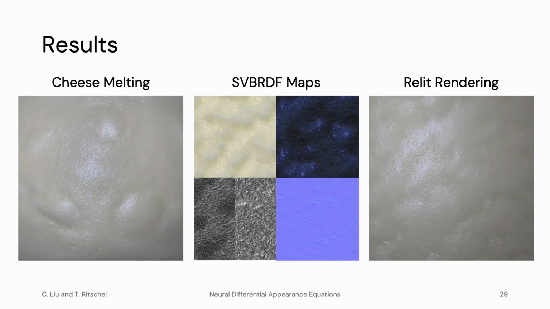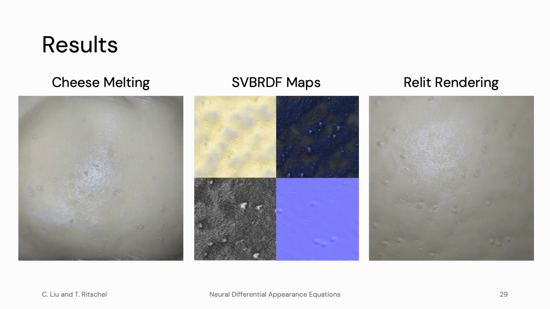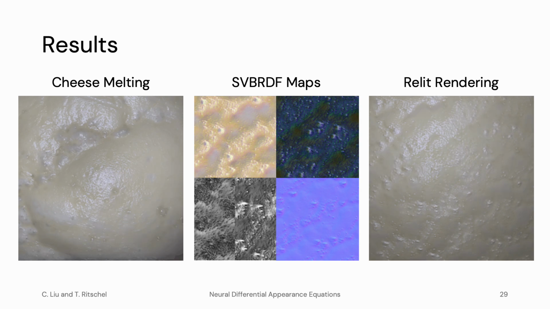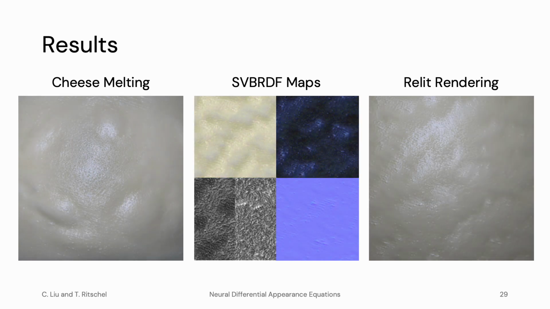We show the final one, cheese melting. For this one, I want to point you to the normal map. You can see the cheese stripes in the beginning, and those stripes are gradually forming some bubble dots and become very rough eventually.